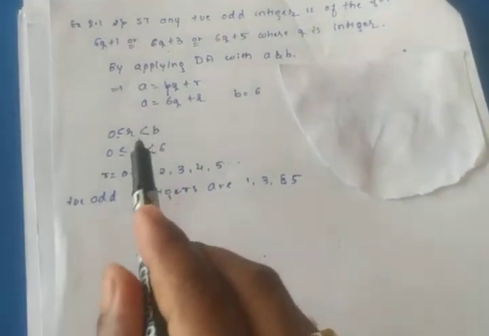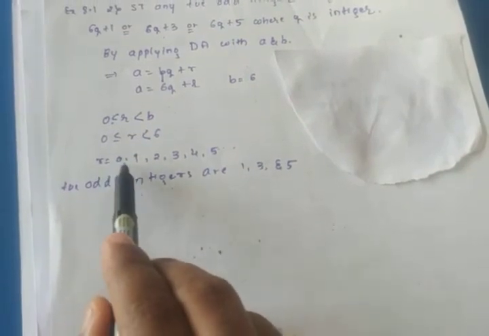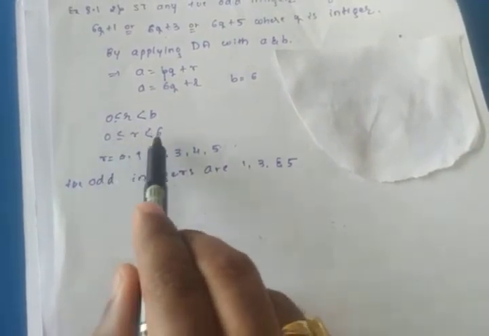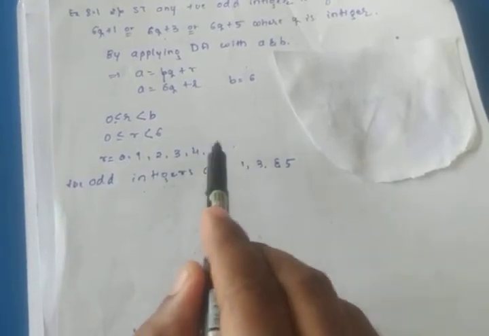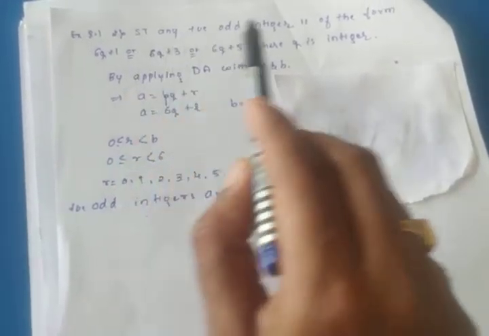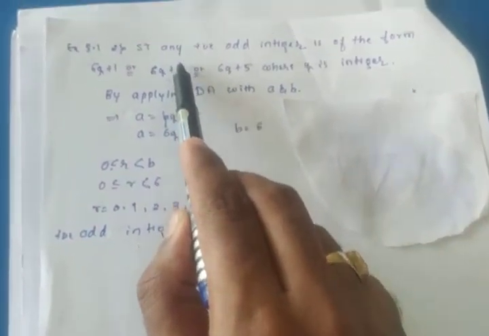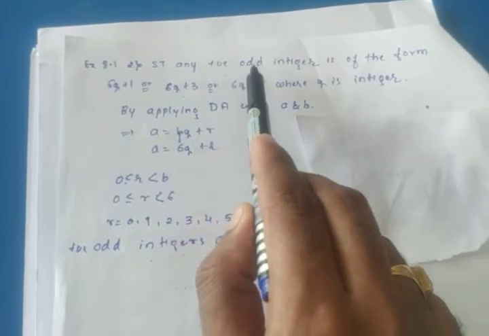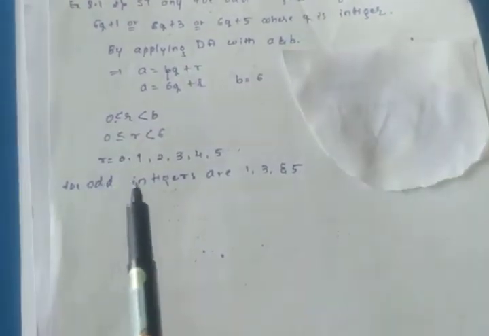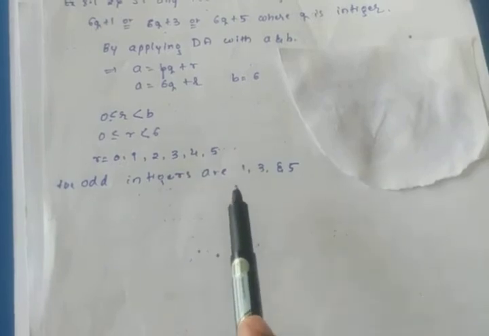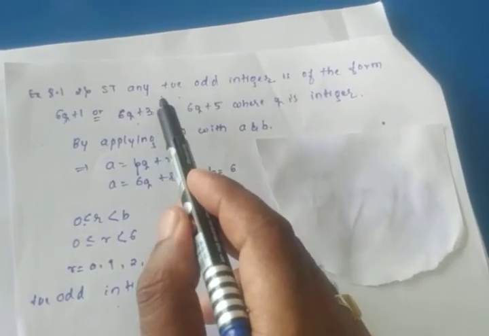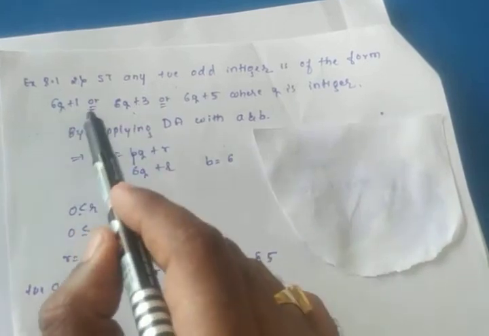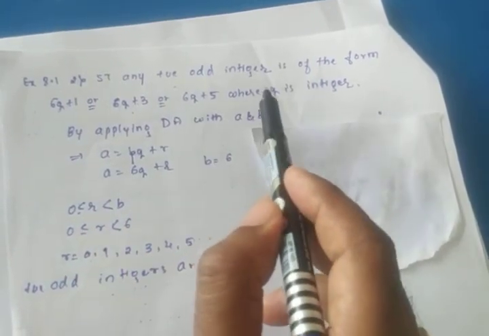So here the r value is how much? It is greater than or equal to 0, lesser than 6, which means 0, 1, 2, 3, 4, 5. But because they have given the condition that it is any positive odd integer, we have to take only the odd values among these, that is 1, 3 and 5. So what we have to show is that any positive odd integer is of the form 6q plus 1, 6q plus 3 or 6q plus 5.